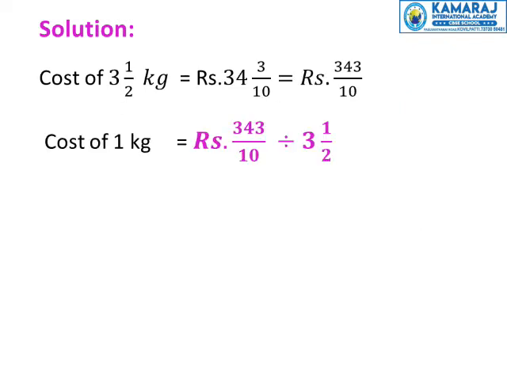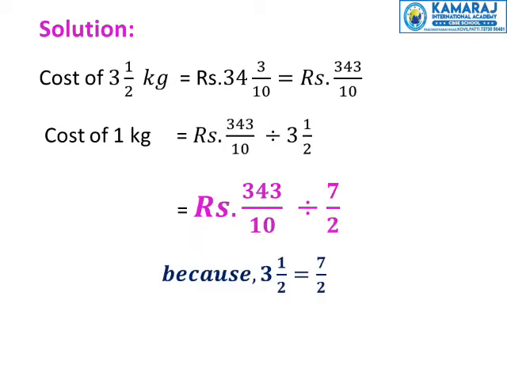Now the cost of 1 kilogram of potato is equal to rupees 343 by 10 divided by 3.5. Here 3.5 is the mixed fraction, so first we need to convert it into an improper fraction. So 3 2s are 6, 6 plus 1 is 7, which is equal to 7 by 2. So 3.5 is equal to 7 by 2. So this is equal to rupees 343 by 10 divided by 7 by 2.